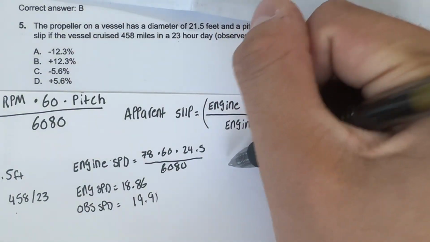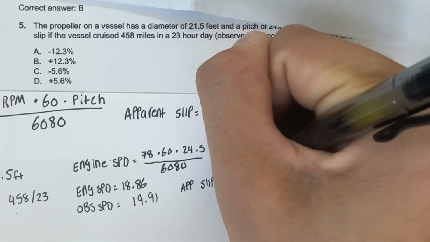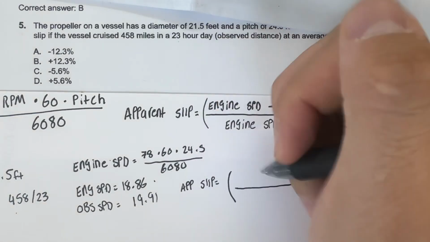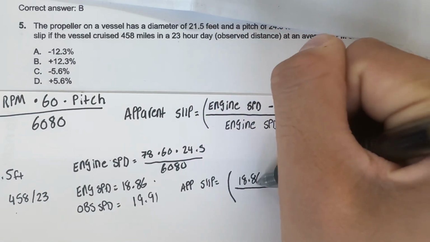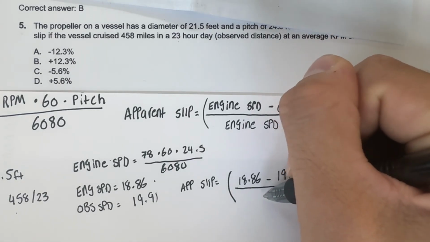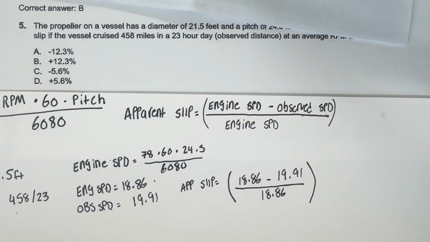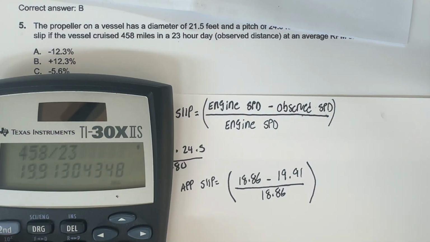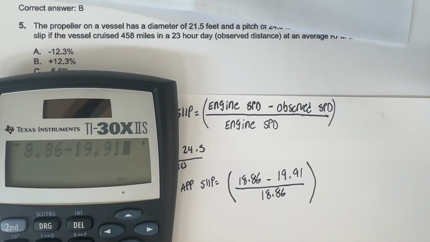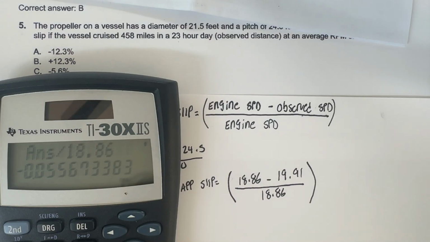So let's see, apparent slip equals your engine speed, which we just solved for, 18.86, minus our observed speed, 19.91, divided by our engine speed, 18.86. So we'll go ahead and do that on the calculator. 18.86 minus 19.91 divided by 18.86. So that gives us 0.0556.